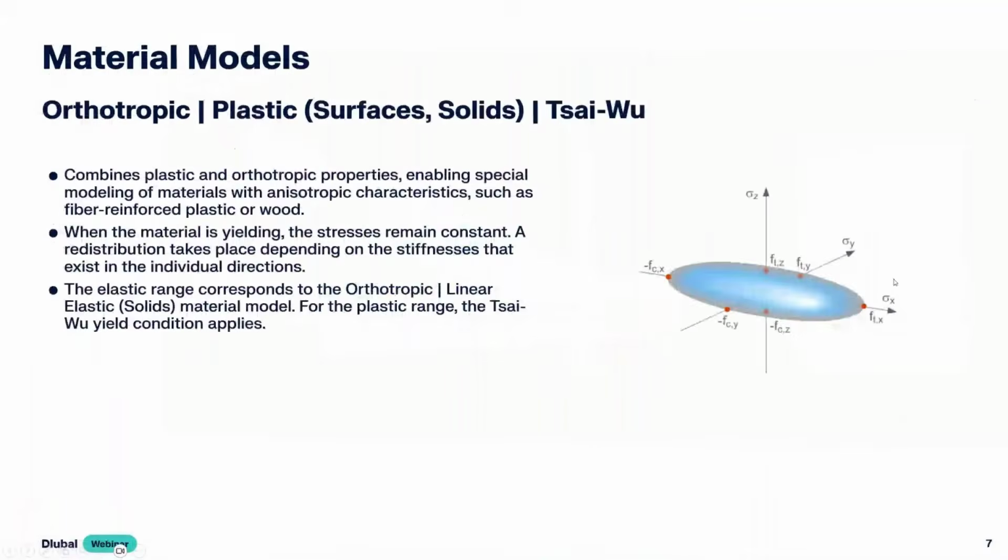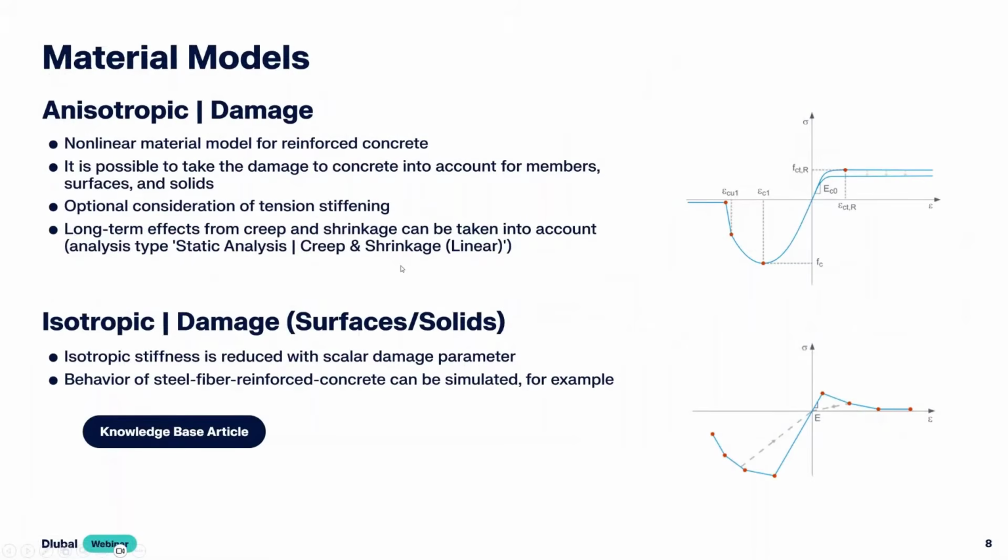So then we turn to the next material model, the anisotropic damage. You can use it for the nonlinear calculation of reinforced concrete, for members, surfaces, and solids. You can consider the tension stiffening between the cracks, and you can also consider long-term effects from creep and shrinkage. We will do that in the program. I turn to the next example.